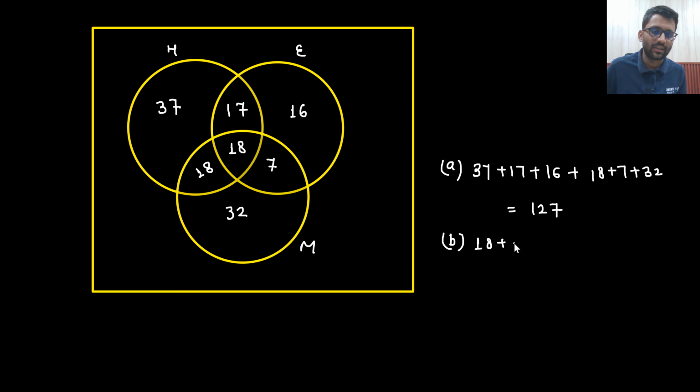So 18 plus 18 plus 18 plus 17 plus 7. So this I can do on my own. 54 plus 6, 60. This will be 60. Right?